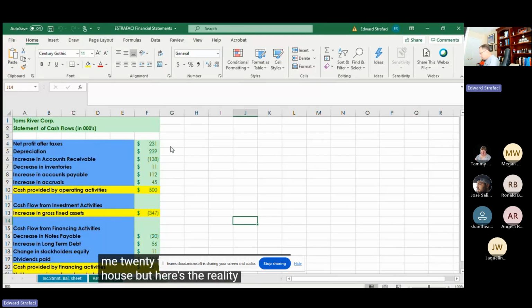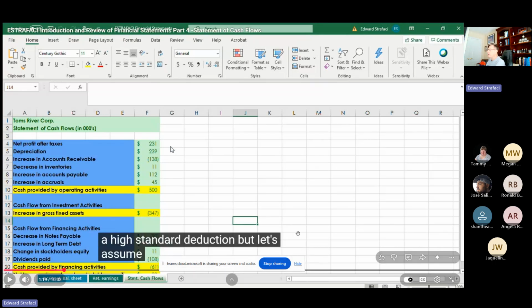But here's the reality. If you're getting a deduction on your taxes for your mortgage, depending on what state you're in and your income level, because now we know with the new tax law you can get a high standard deduction, but let's assume you're getting it. We don't deal with it as much in the class as I'd like, but depreciation is a big number in accounting.